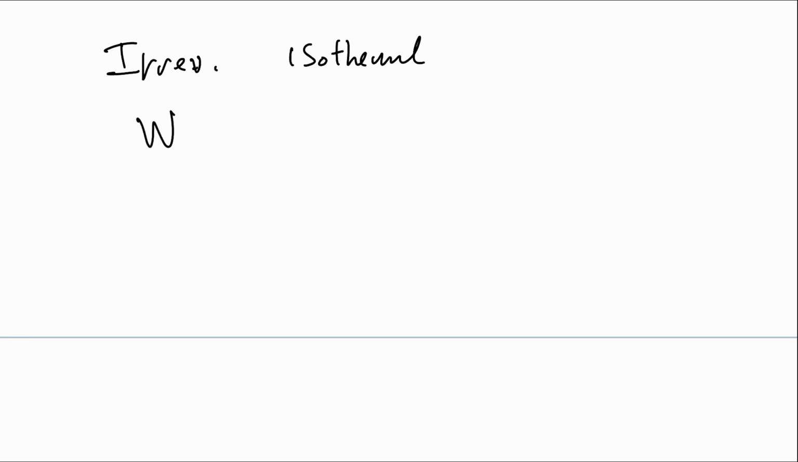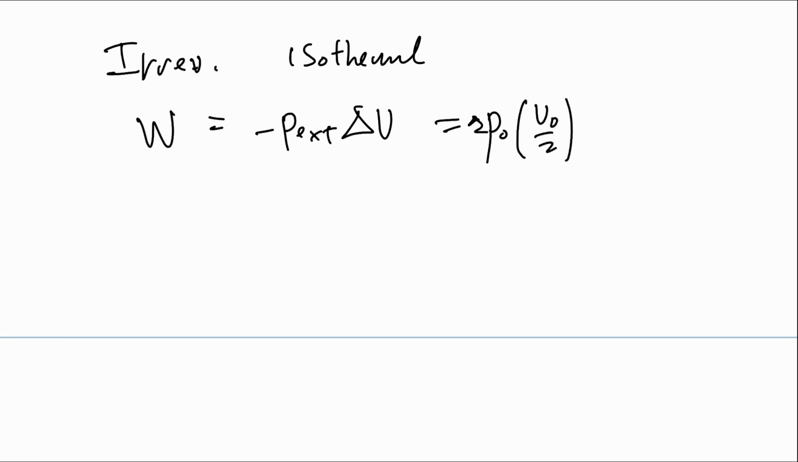Our work was minus P external delta V, which was equal to 2P naught times V naught over 2, which is P naught V naught, which is RT naught. So instead of being RT naught log 2, and I'm doing the n equals 1 case, because every one of these irreversible ones is specific. So I'm going to stick to the one that you did in the homework.